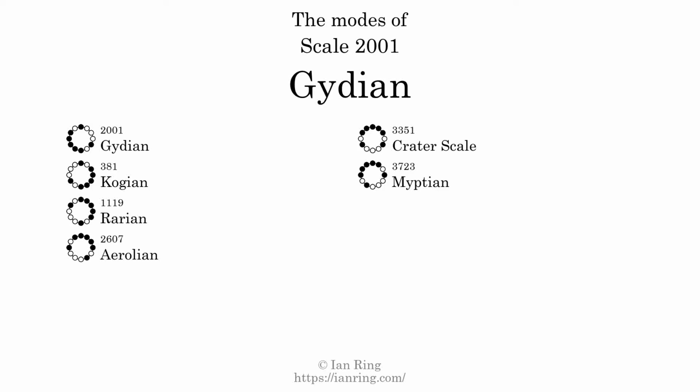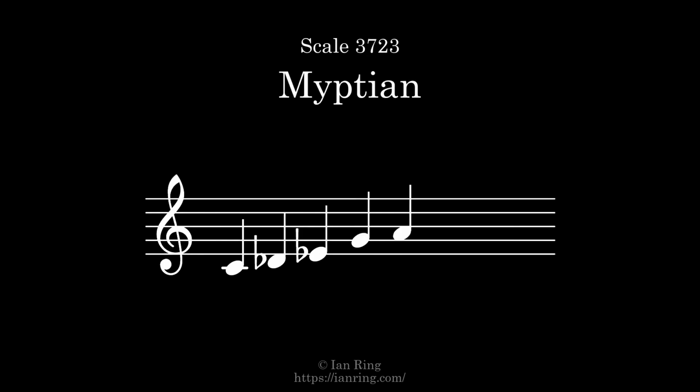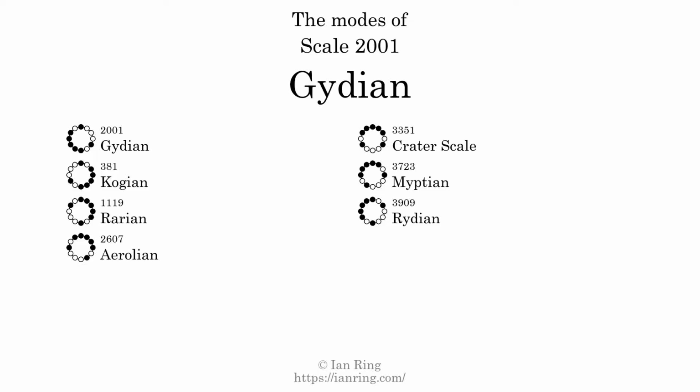The sixth mode is scale 3723, also known as Imperfections. It sounds like this. The seventh and last mode is scale 3909, also known as Gydian. It sounds like this.